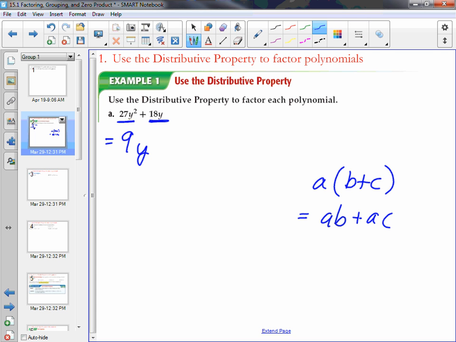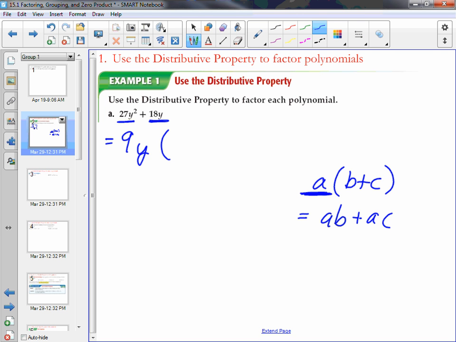The second term doesn't have a y squared, does it? But the first one has a y. Y squared is y times y. So you always end up using the smallest exponent. Always. All right, so 9y is our greatest common factor. Now, to see what's left in the parentheses. So remember what we're doing. We've figured out what the A is. Now we've got to figure out what's left inside the parentheses. What's the B? What's the C? And you do it by division because, remember, factoring is the inverse operation of multiplying. So you do it by division.